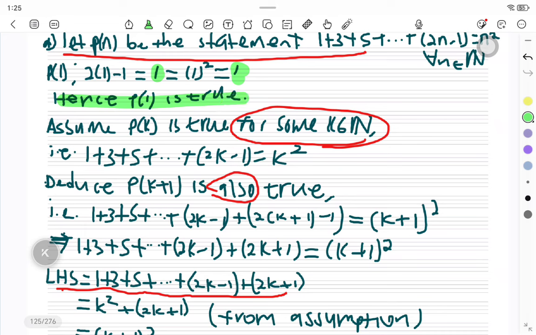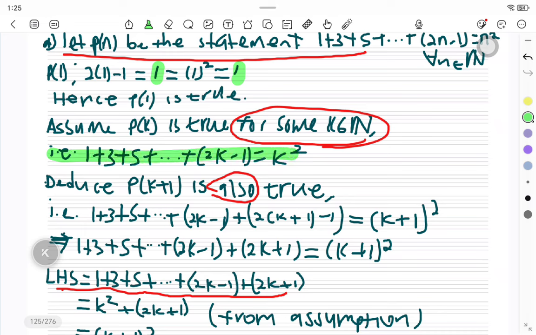Now we assume that P of k is true for some k, an element of the natural numbers. Since here it is an element of the natural numbers, we just replace it by this. If here they had said n greater or equal to 1, then we would say k greater or equal to 1. This one should always match here. Then we replace n by k.